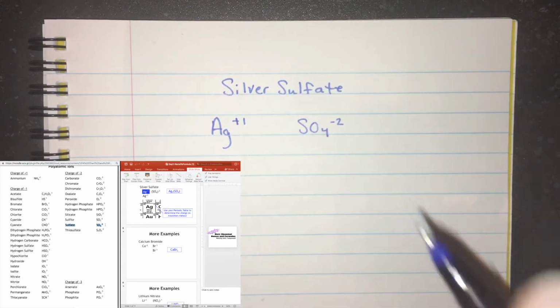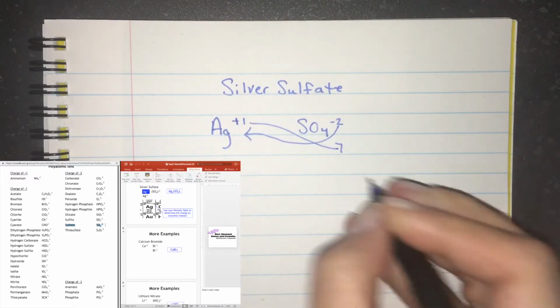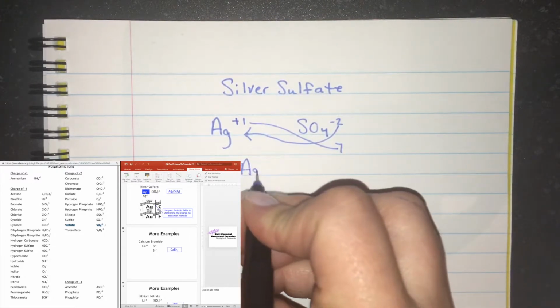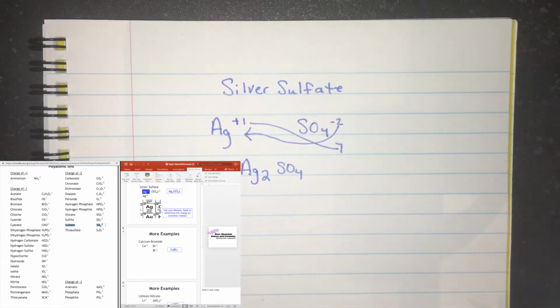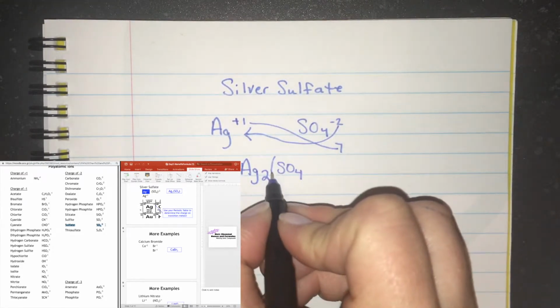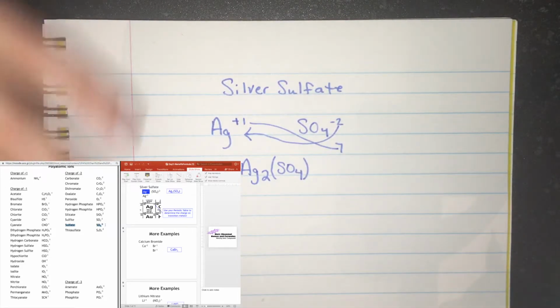Okay, so again, we're just going to bring our exponents down. So it would be Ag2SO4. You can keep it like this, or if you don't like it and you want to use parentheses, that's acceptable as well.